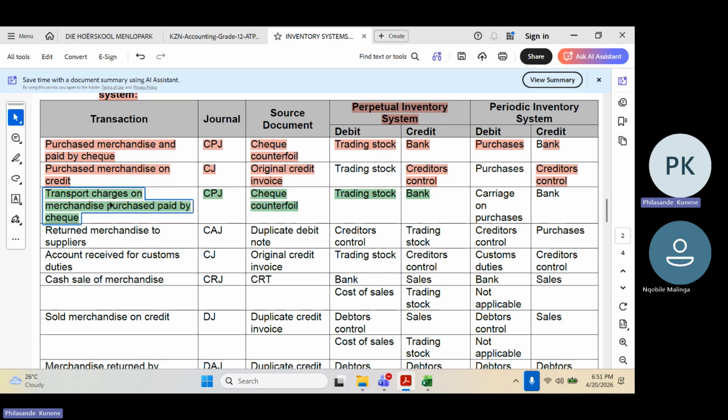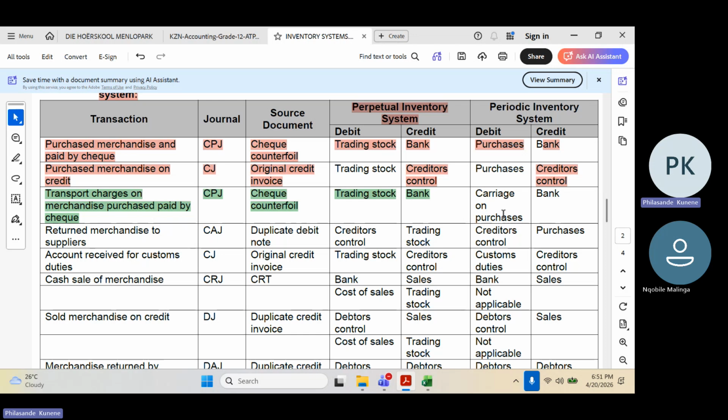Transport costs. Say you buy something which is a trading stock and you have to transport it to your place. Those transport costs, you're going to capitalize as part of trading stock. That's why we need to debit trading stock. So you can see here, we're not debiting transport cost, but we're debiting trading stock. This is not an expense, but it is an asset. It becomes part of trading stock as a current asset. And then you credit bank.